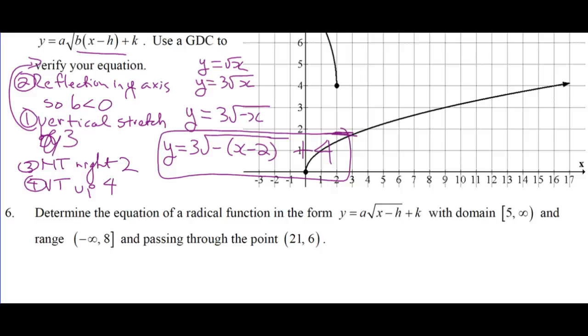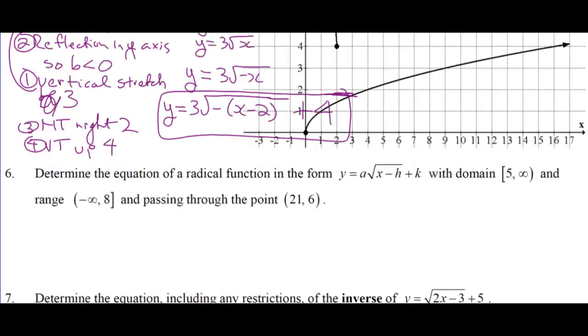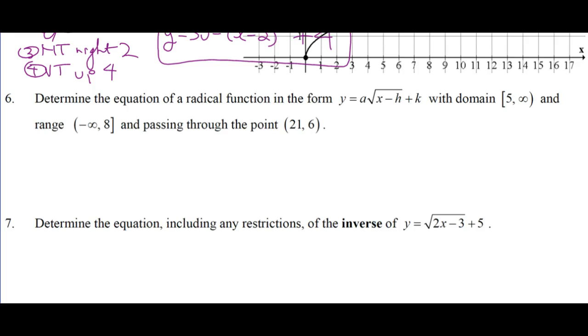That question is done now, right? Now we've got number 6, a separate question. Determine the equation of a radical function in this form. There's nothing horizontally going on, right? With a domain of 5 to infinity and a range of negative infinity to 8, passing through the point 21, 6. We could draw a graph and put a solid black dot on 21, 6, which would be very easily identifiable.